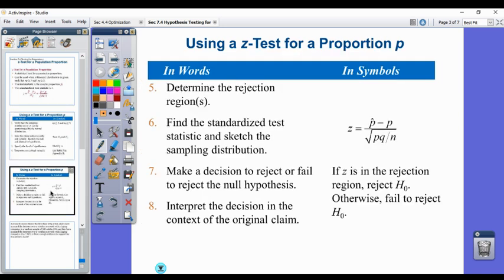And then we're going to figure out where our rejection region is. Then we're going to find the z-score. Then we are going to make a decision to reject or fail to reject. And then we're going to write our summarizing sentence as our last step. Okay, so let's go ahead and knock this out with an example.